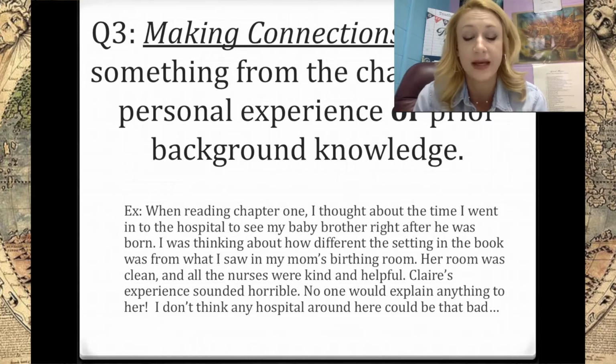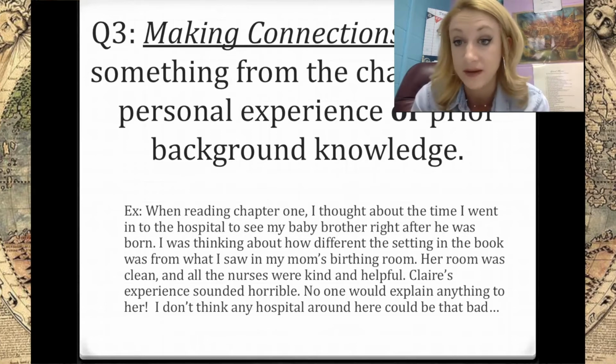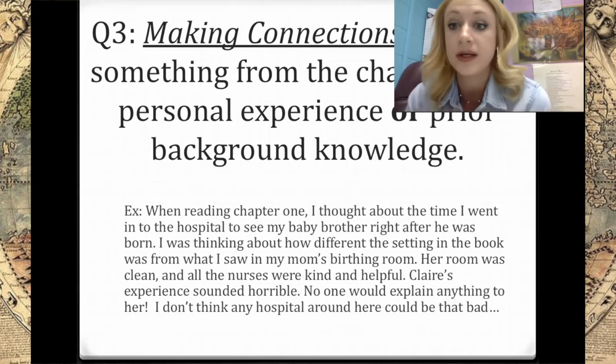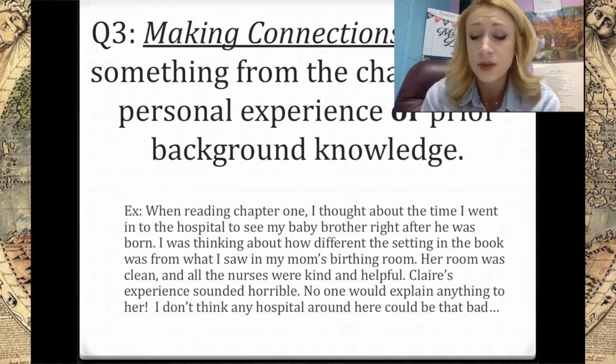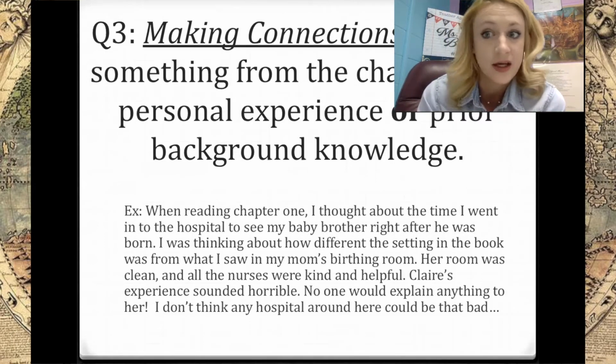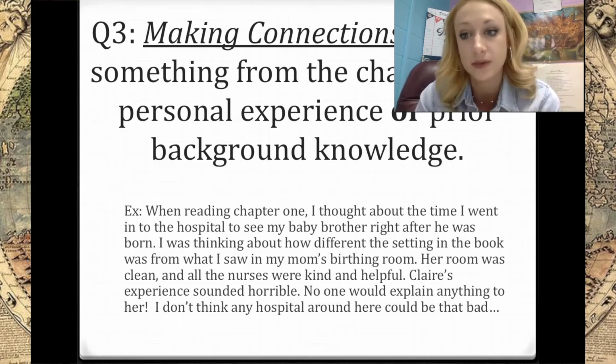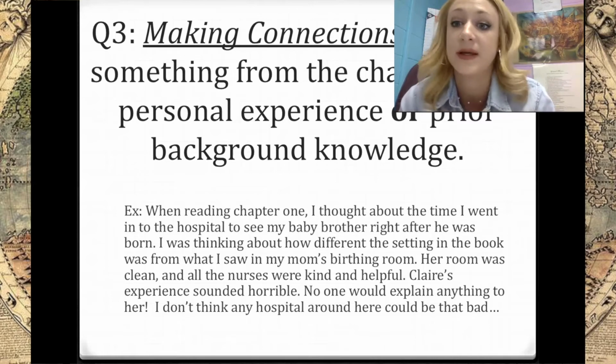If you're ever stuck with making connections in the Q3, my suggestion is to make a connection to an emotion. So for another example, at one point, Claire feels completely confused and she feels like she wasn't given enough information to understand what was happening to her or what was expected of her. So you could even for Q3 say, in the first couple of chapters, Claire does not have enough information to understand what's happening to her. Here's a time in my life where I felt unprepared, or I felt like I didn't have enough information to actually understand what was happening, and then go into detail and explain what happened to you.